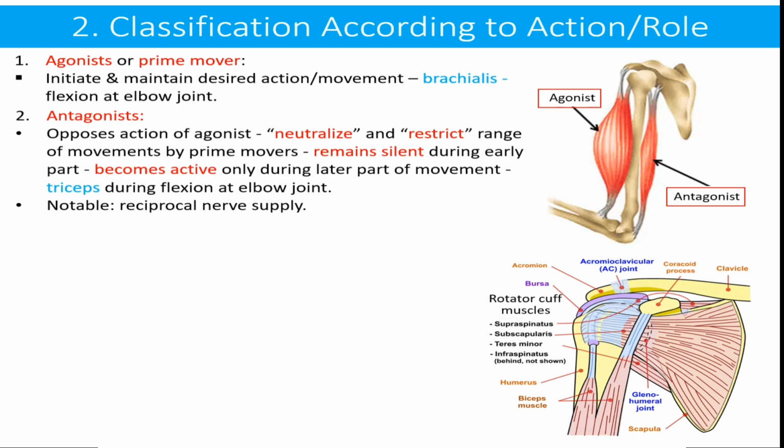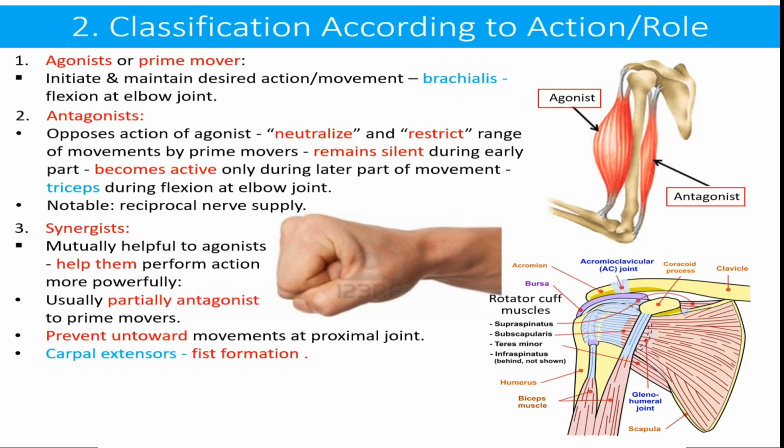Antagonist, the second group. These muscles oppose action of the prime movers, or they neutralize and restrict the range of movement by prime movers. These muscles remain silent during early part of the movement, but they become active only during later part of the movement, and the example is triceps during flexion at the elbow joint. One thing to remember is that antagonist and agonist have got reciprocal innervation.